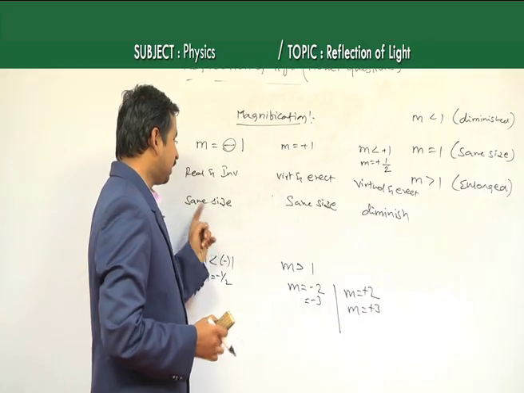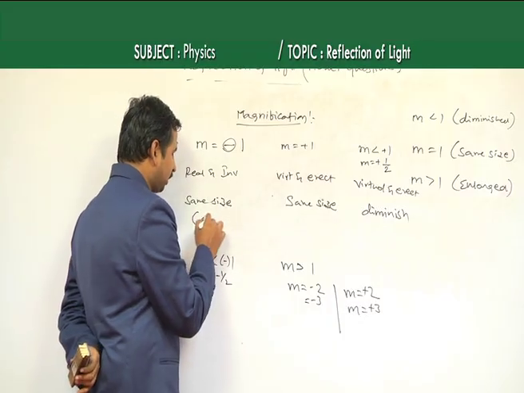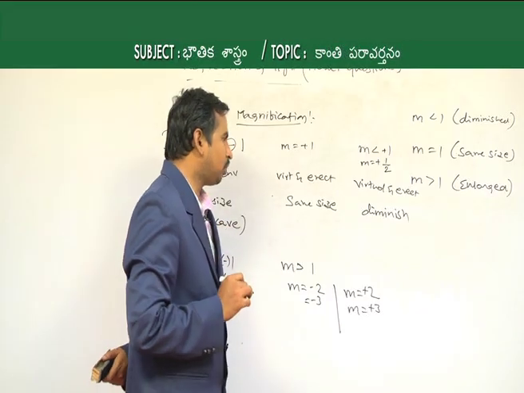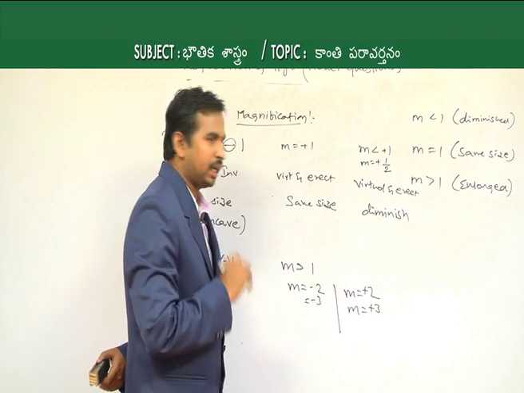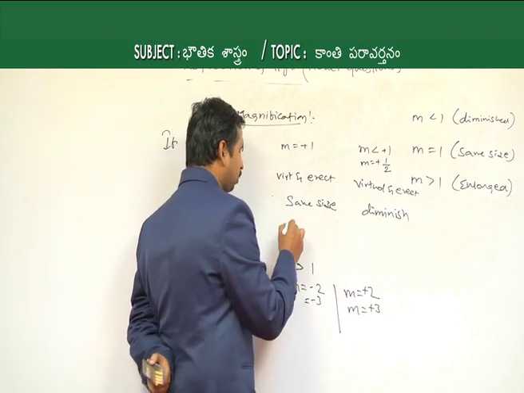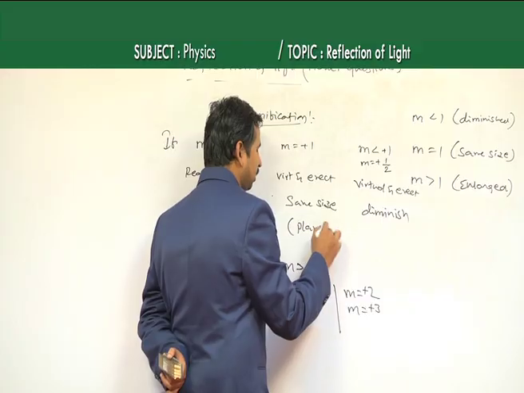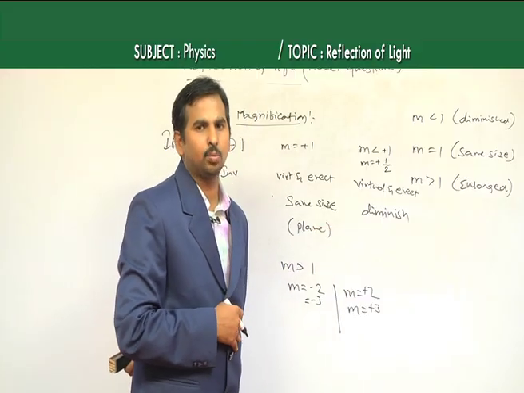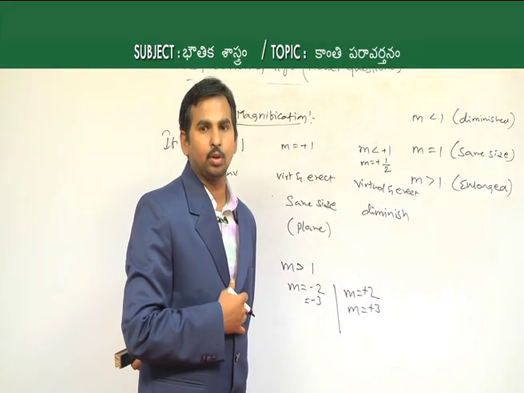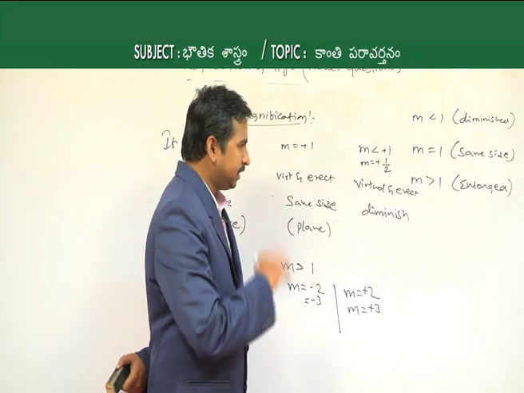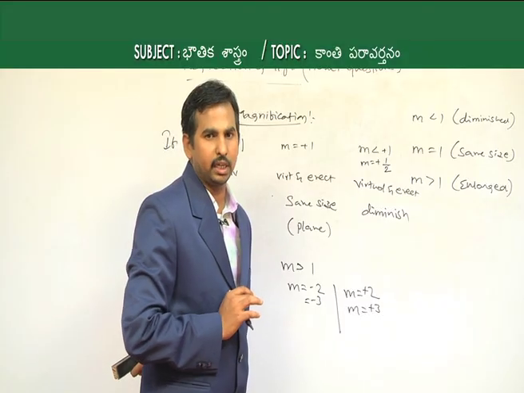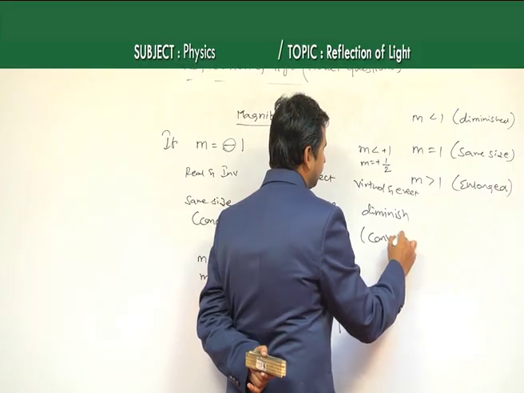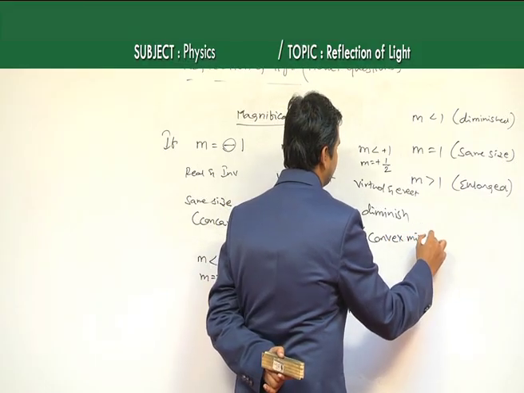Real, inverted, same size is meant only for concave. And when m is equal to plus 1, which is virtual, erect, same size, that is given only by a plane mirror. Whereas m value less than 1, like 0.5, but positive, means diminished, virtual and erect, and in that case it is a convex mirror.